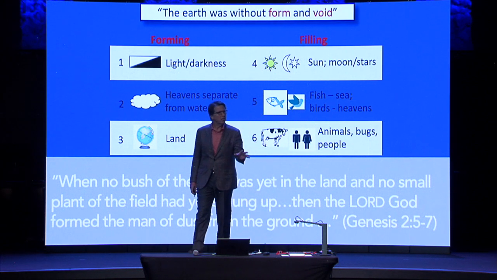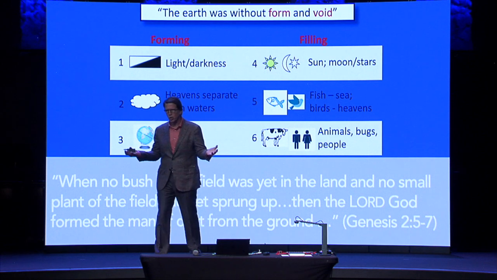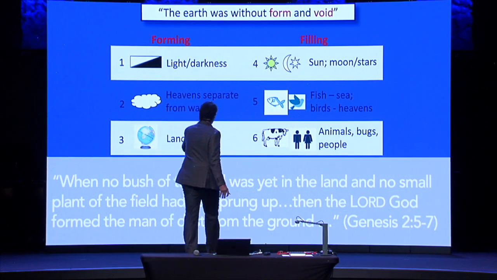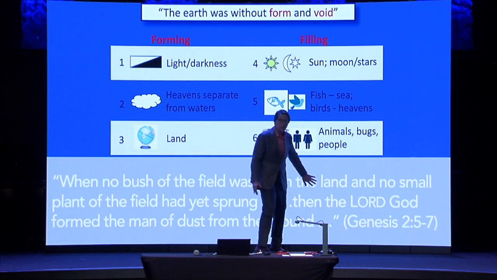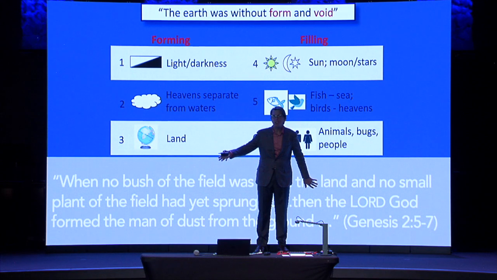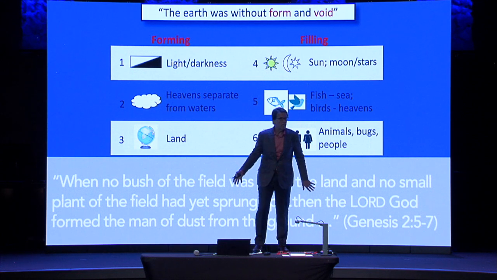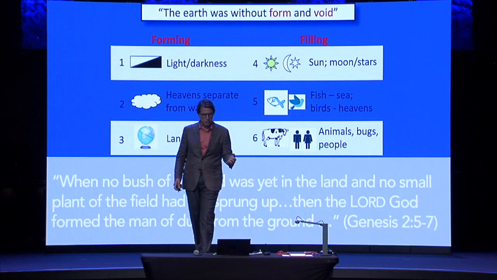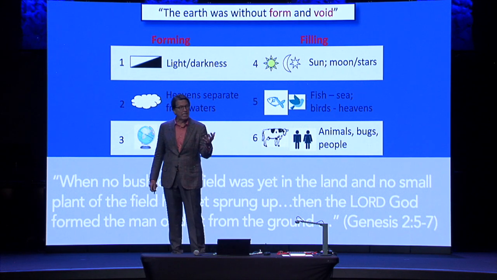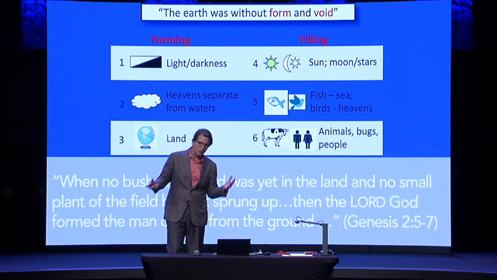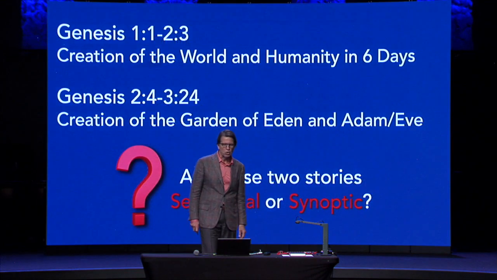aretz is land. It's also the word that's translated earth. And so you could say that this is saying there's no bush of the field yet in the whole earth. Or you could just say in the land that he's going to be talking about here as he creates the Garden of Eden. There's an implication of something or the other, because it says that it wasn't raining yet. It was just mist. So you sit there and you can juggle through it.